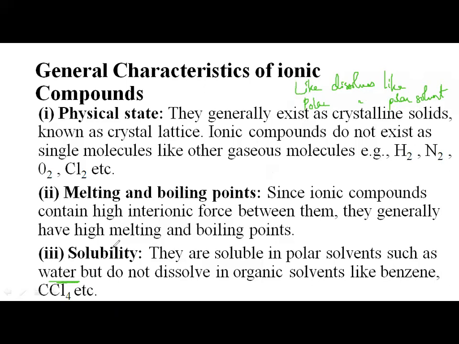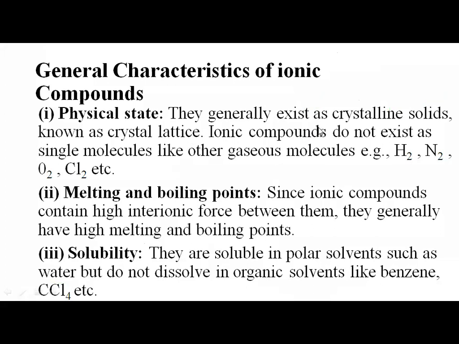So what are these ionic compounds? They are polar compounds because they have positively and negatively charged ions. So they will dissolve in polar solvents. But they do not dissolve in organic solvents because organic solvents are non-polar, like benzene and CCl4, carbon tetrachloride. Is that clear? Ionic compounds dissolve in polar solvents, but not in non-polar solvents.